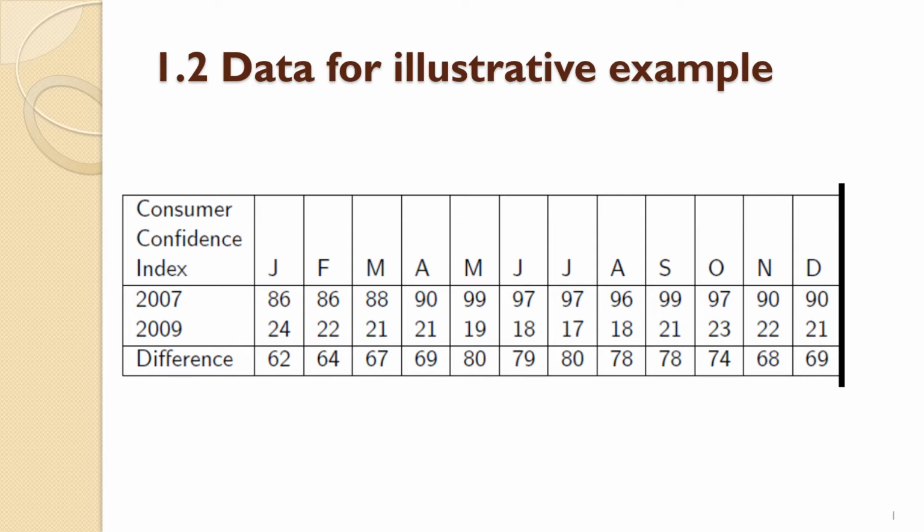So if this difference variable is positive on average, then this would give you evidence that consumer confidence was high in 2007 and that by 2009 the great financial crash has reduced it.